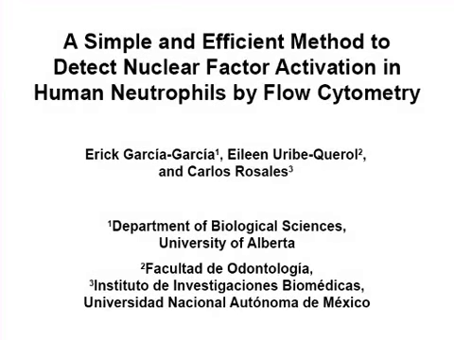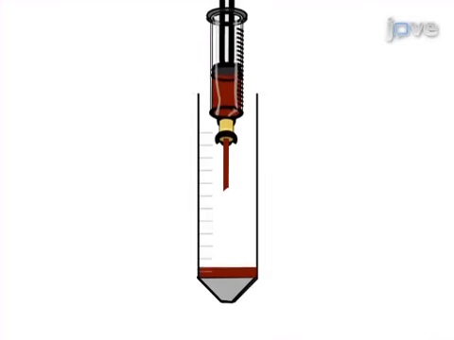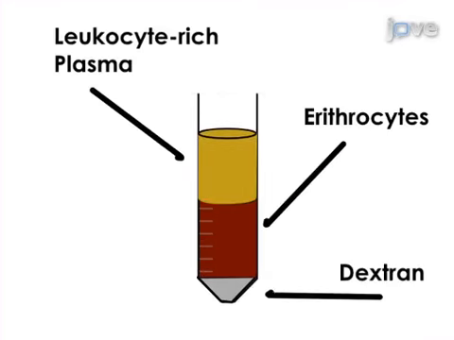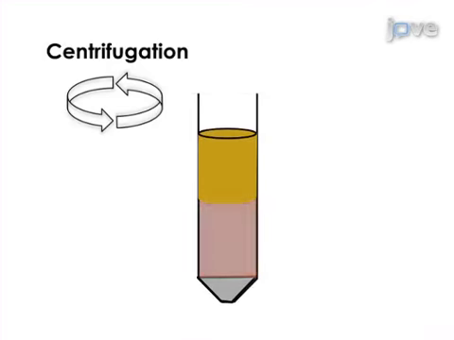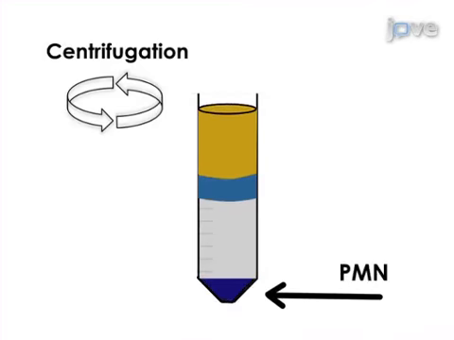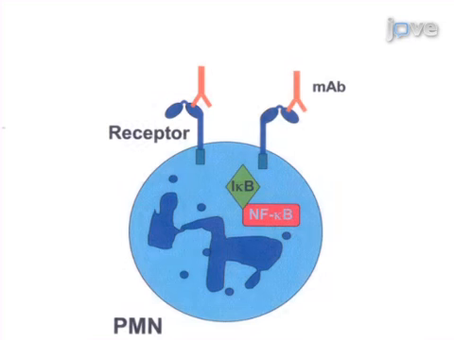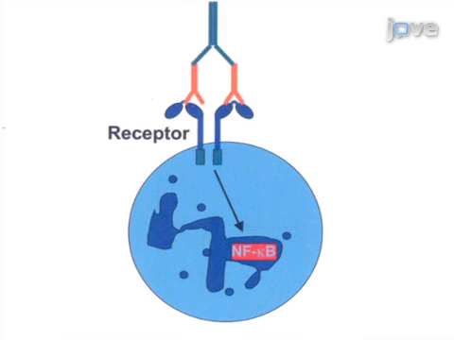This experiment uses flow cytometry to detect and quantify nuclear proteins in isolated and immunolabeled nuclei from neutrophils. To purify the neutrophils from human peripheral blood, remove the red blood cells with dextrin, followed by density gradient centrifugation of the plasma. Then, using anti-receptor antibodies, stimulate the purified neutrophils via integrins or Fc receptors.